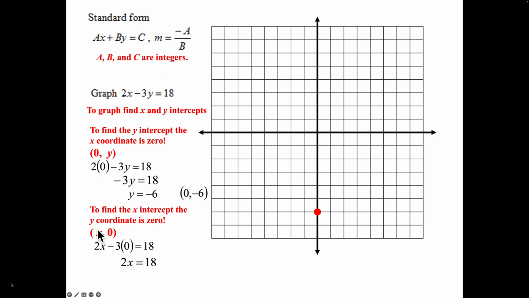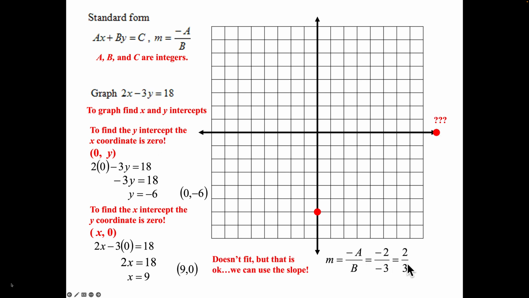That's okay. Don't panic. Remember, you still have your slope here. So if I took opposite of A, negative 2, over B, negative 3, I get 2/3. So I can go up 2, right 3, plot a point. Up 2, right 3, plot a point. Or down 2, left 3, plot that point. There's my line.